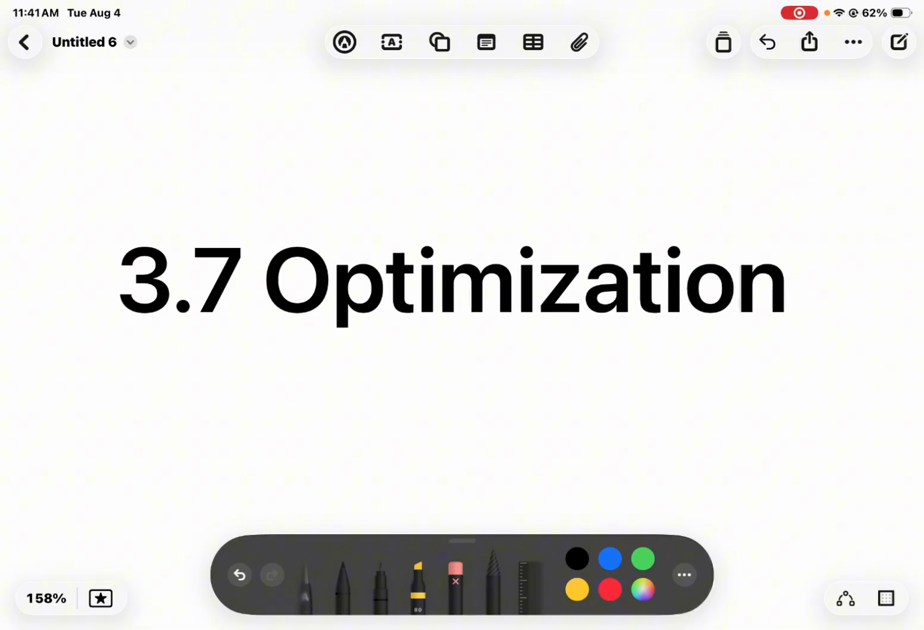In this video, we'll be talking about optimization. Alright, so let's get right into it. Like I said, in this video we're going to be covering optimization.